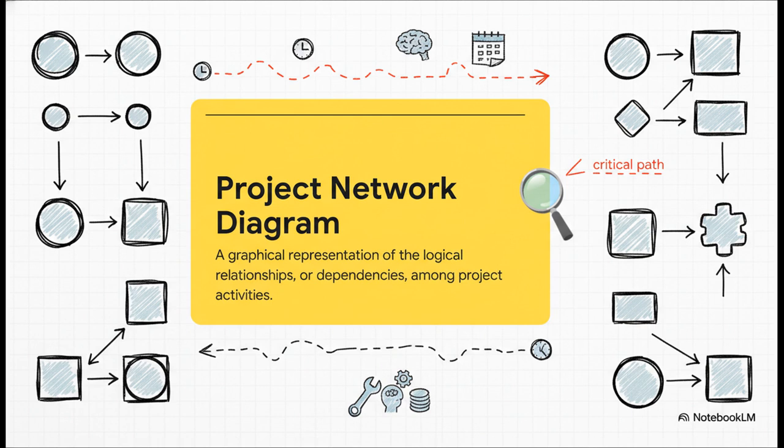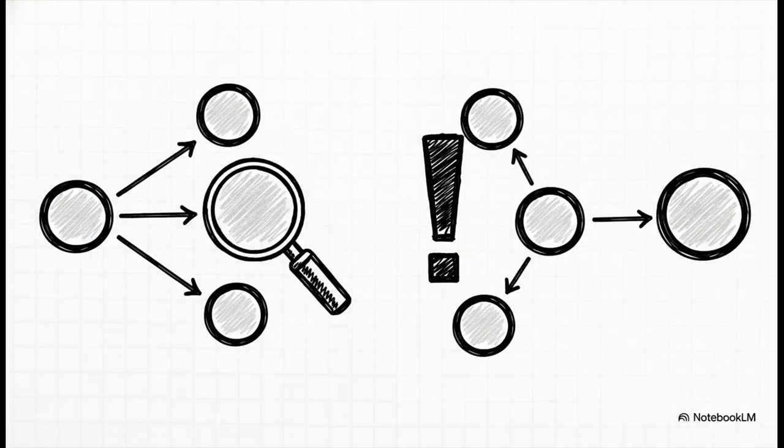Now, when you're looking at your diagram, there are two things you need to hunt for: divergence and convergence. Path divergence is when one activity kicks off a whole bunch of parallel tasks. That can be a huge strain on your resources. Path convergence is the opposite. It's where multiple streams of work have to finish before one critical task can start. Those convergence points, they are classic bottlenecks and a huge source of risk. That's where you need to focus your attention.